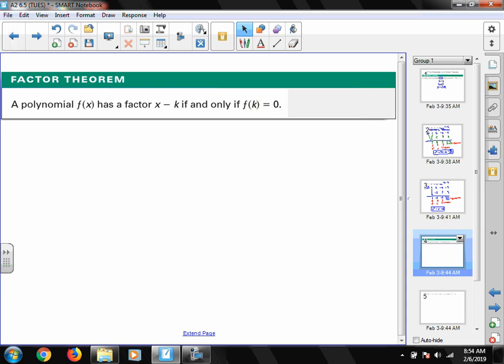Then, the factor theorem says that a polynomial has a factor of x minus k if and only if that polynomial evaluated at whatever that k value is equals 0. So what we're looking for here is a remainder of 0, essentially. That's why this is called the factor theorem.